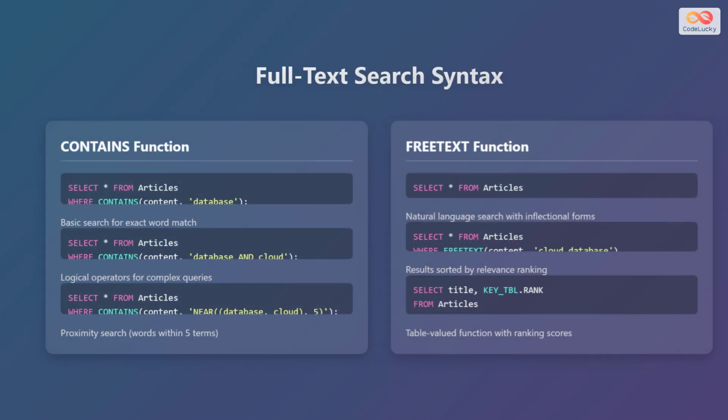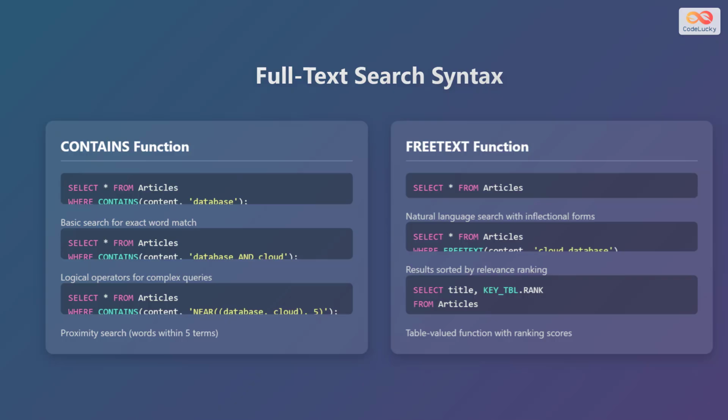Let's explore the syntax for full-text search, focusing on the CONTAINS and FREETEXT functions. The CONTAINS function allows for basic searches for exact word matches. The example shows how to select all articles where the content contains the word database. You can also use logical operators like AND to create complex queries, such as finding articles that contain both database and cloud.